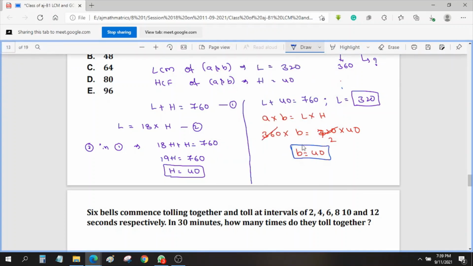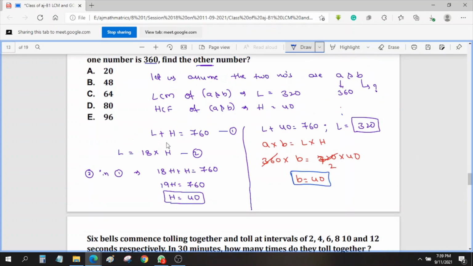This is how we need to solve the question. Sorry, that is 80. The answer for the question is 80.